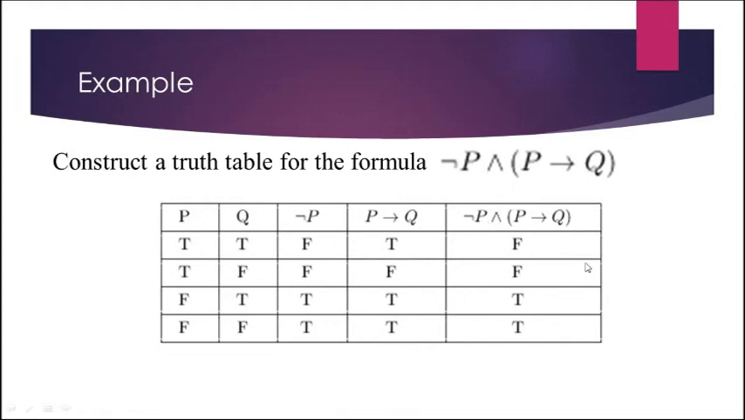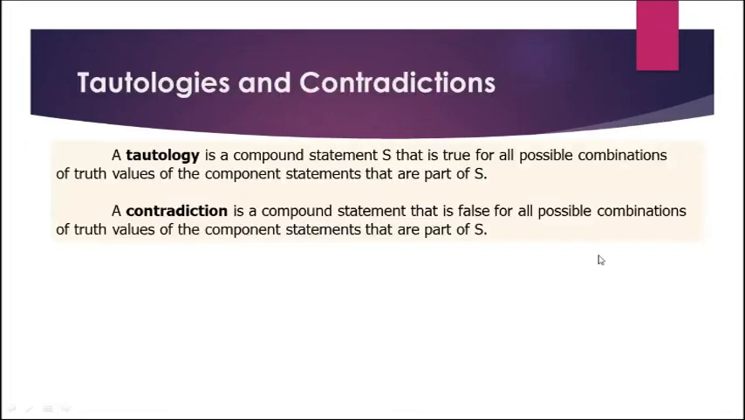Okay? Next, we have your D, tautology and contradictions. A tautology is a compound statement S that is true for all possible combinations of truth values of the component statements that are part of S. And also, a contradiction is a compound statement that is false for all possible combinations of truth values of the component statements that are part of S.